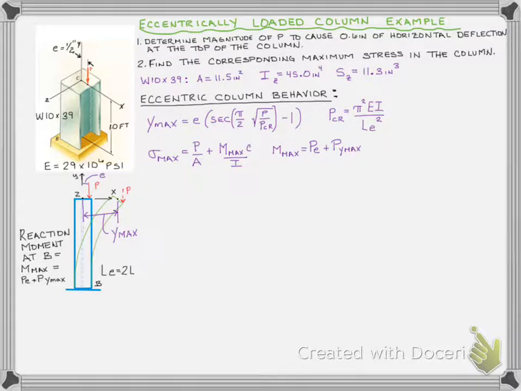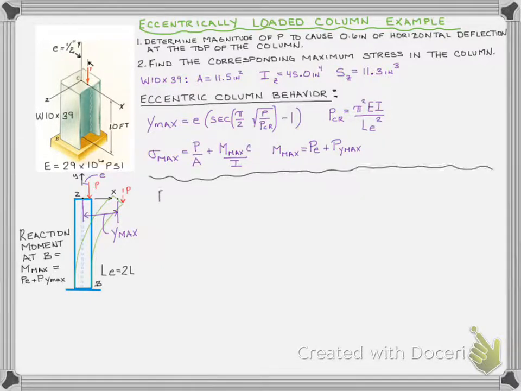And so our combined loading gives us P over A plus MC over I would be the stress that our member's experiencing, and we've already established that our moment is a combination both of the initial P times eccentricity, and then once it starts bowing, we also have to take P times Y max.